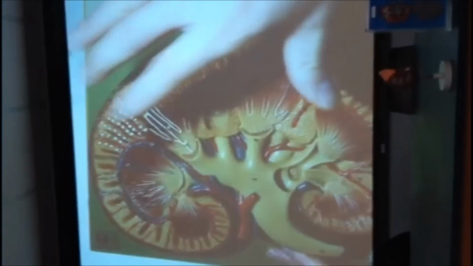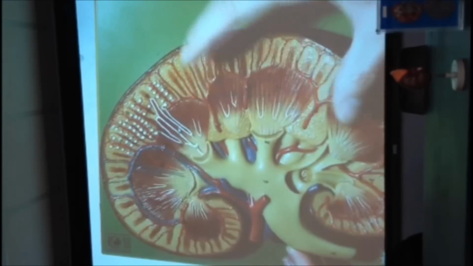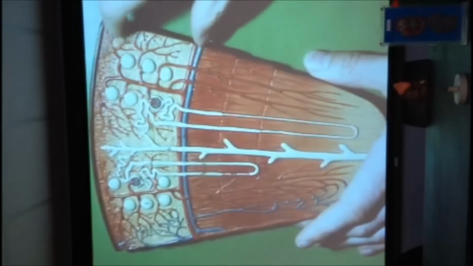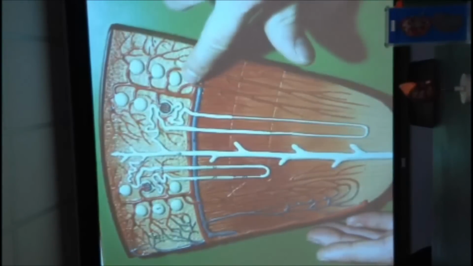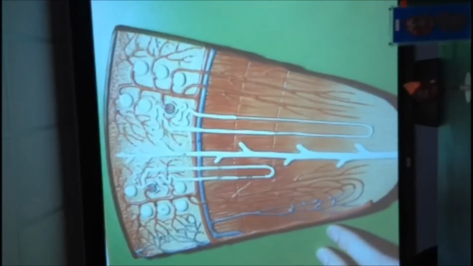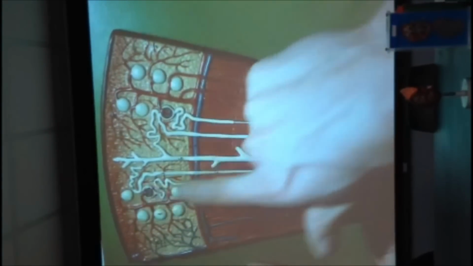So now I'm going to slide the board over and we're going to take this area and blow it up. Ready? This is the renal medulla, this is the cortex, and this whole structure here is the renal pyramid. That's the renal pyramid, that's the cortex. Now, each one of these is an individual functioning unit of the kidney.